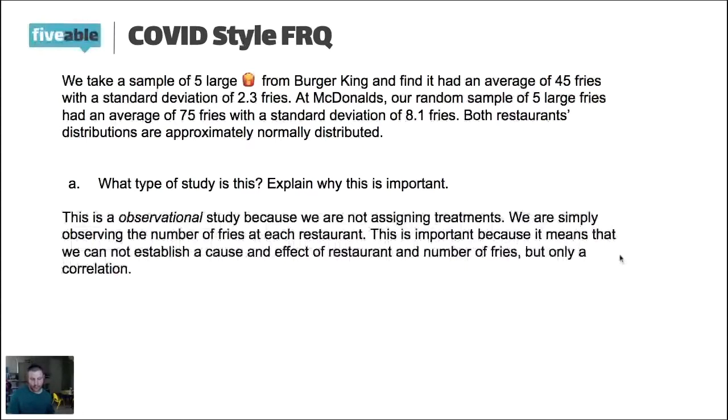Observational, we're not assigning treatments. We are simply observing the number of fries at each restaurant. We're not assigning Burger King to do something, McDonald's to do something. This is important because it means that we cannot establish a cause and effect between restaurant and number of fries, but only a correlation.